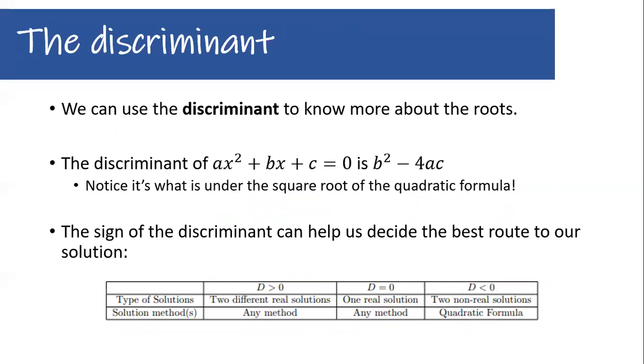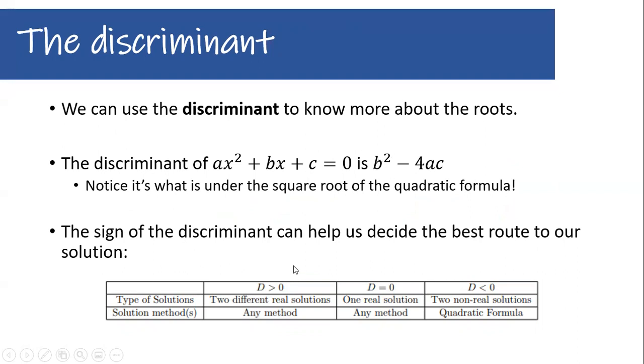Now we can use something called the discriminant to tell us how many of those real zeros we have. And the discriminant, if we have it in standard form of ax squared plus bx plus c equals 0, then b squared minus 4ac is going to be our discriminant. Notice if you go back to the quadratic formula, this b squared minus 4ac is everything that's under that square root.